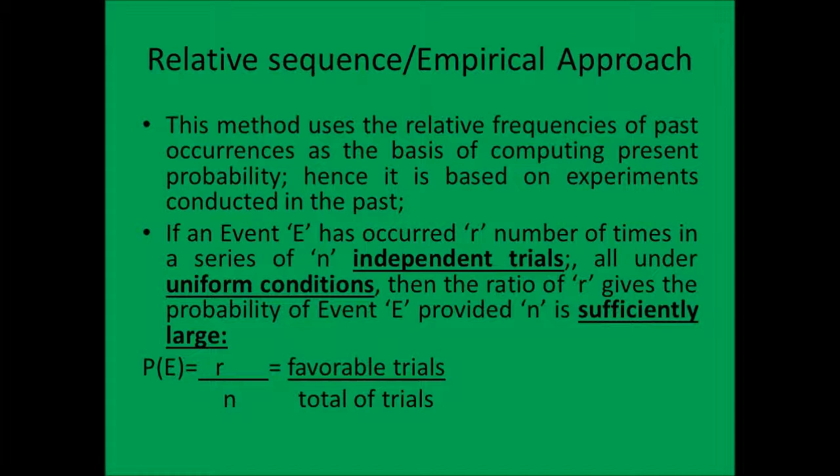Relative frequency, or empirical, approach. This method uses the relative frequencies of past occurrences as the basis of computing present probability, hence it is based on experiments conducted in the past. If an event E has occurred R number of times in a series of N independent trials, all under uniform conditions, then the ratio R/N gives the probability of event E, provided N is sufficiently large. Probability of event E equals favorable trials divided by total number of trials.